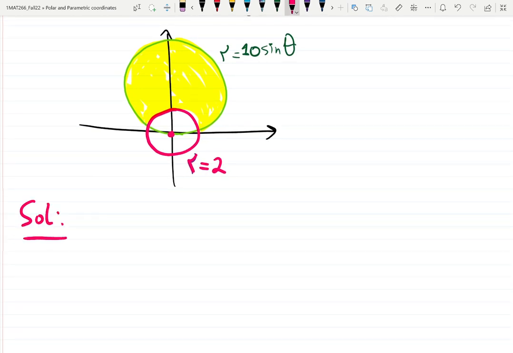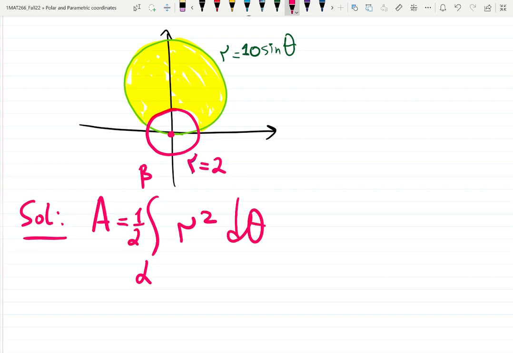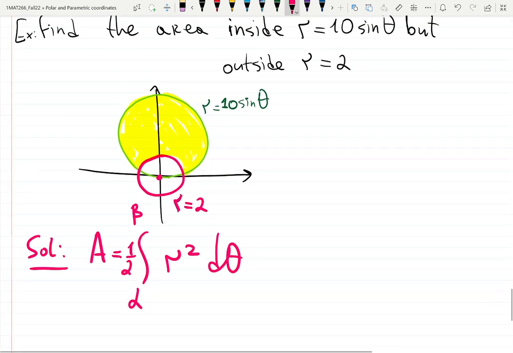The formula for the area is from alpha to beta. There is 1/2 in front. You can put it inside, but I always kind of remember it at the last moment somehow. 1/2 in front, square your input, d theta. Not only we don't understand what to square, but we also don't understand where the angles are.